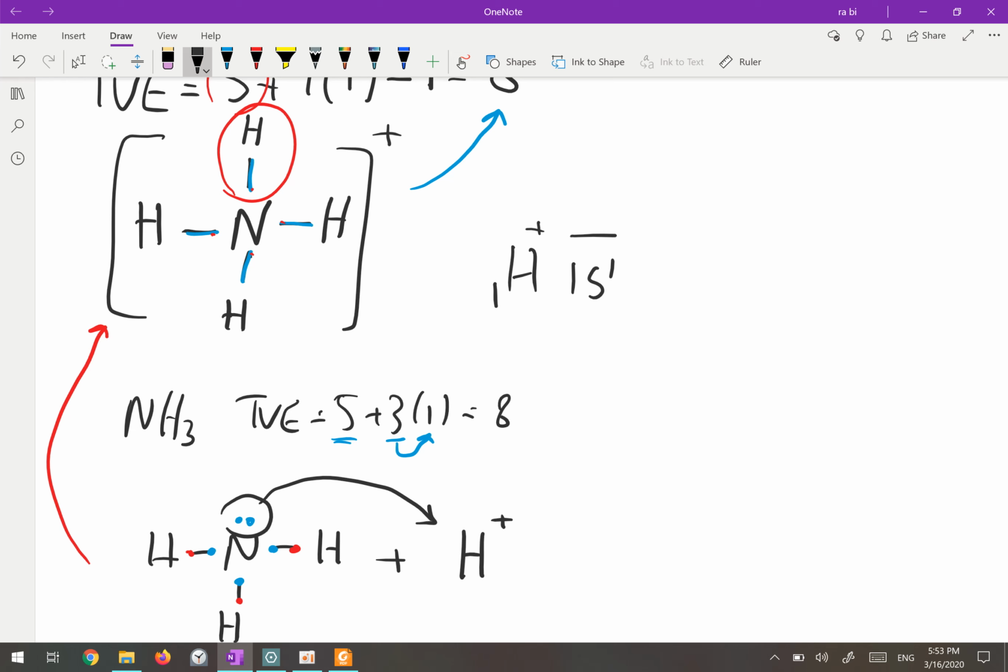Okay, so now it can accept 2 electrons here. That's why when you have H plus, it has 1 free orbital which can accept the electron from the nitrogen. When it accepts the electron from the nitrogen, it becomes NH4, and these lone pairs which were here are now shared with the H plus.